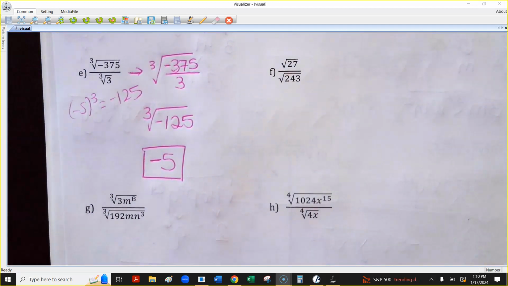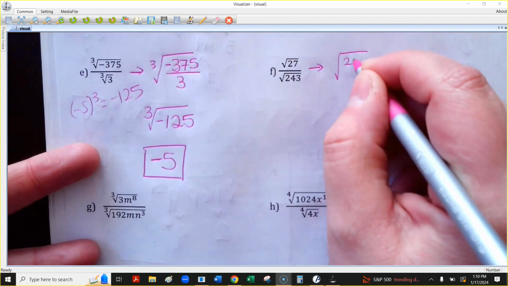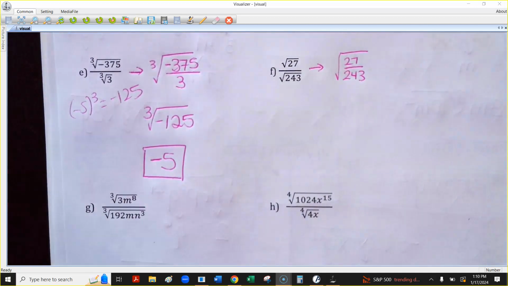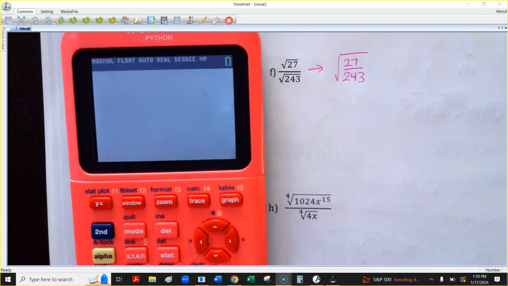Okay, now kind of the same argument. I would just try this before you do the problem. I'm going to rewrite that as a fraction just all under a square root. You can think about it separately or together. You don't have to rewrite it. But I just want to see if that reduces.